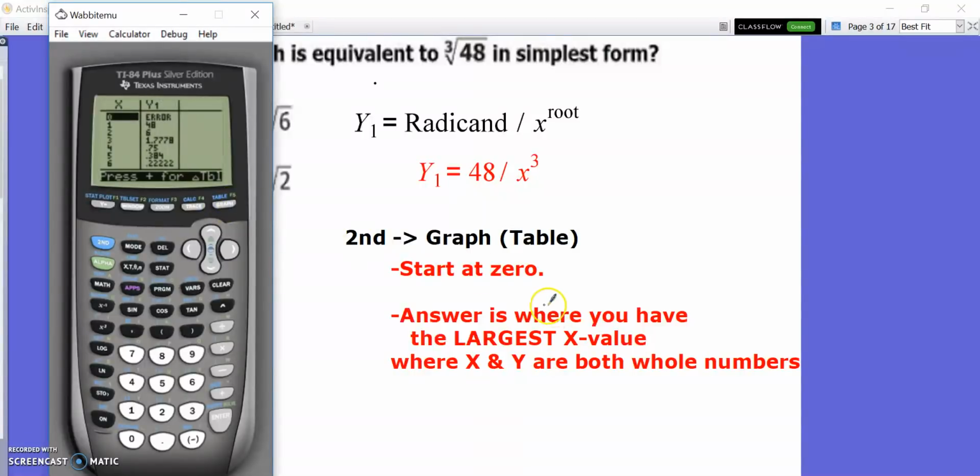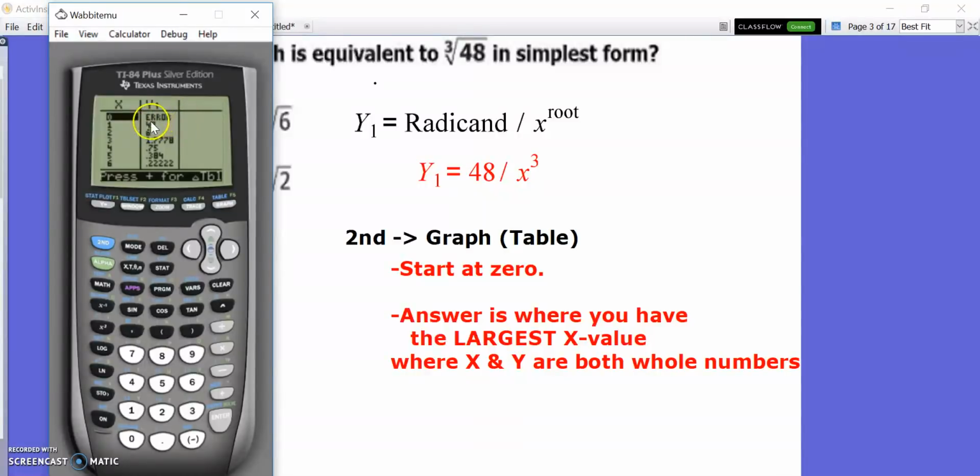Your answer is going to be in here, where you have the largest x value where both x and y are whole numbers. So the rules are the x has to be as big as possible, and x and y have to both be whole numbers. So if we look right here in the y's, this is where it starts getting smaller than 1. So this is where I know I can stop. I have 4 and I have 0.75. 0.75 is smaller than 1. So my answer is going to be between 0 and 3. It's going to be one of these choices here.